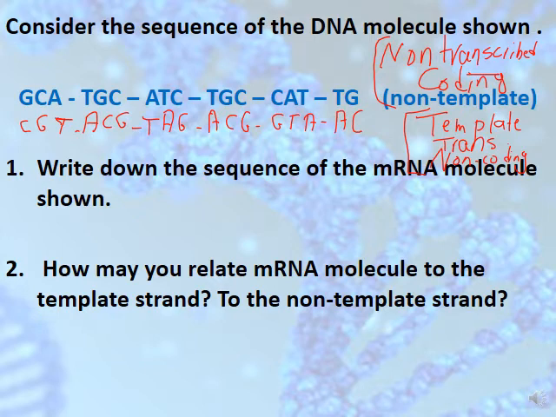They said write down the sequence of the mRNA. The mRNA sequence is similar to the coding strand, the non-template. It's similar to the one in the blue, but instead of T, it's going to be replaced by U. So it's the same strand, but instead of T, it's going to be replaced by U.